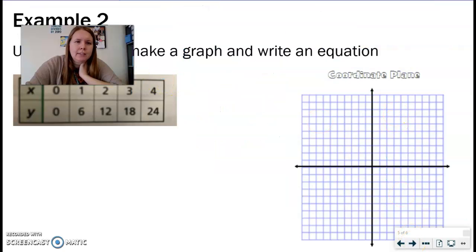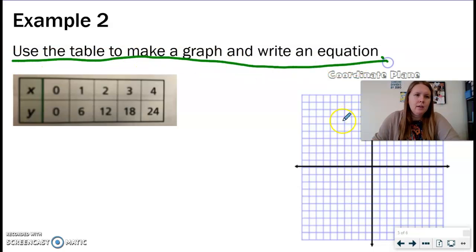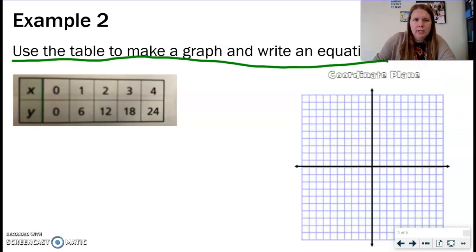So let's go ahead to example 2. Example 2 then says to use the table to make a graph and write an equation. So ultimately, this whole thing is my problem. So I'm going to underline the whole thing. Use the table to make a graph and write an equation.